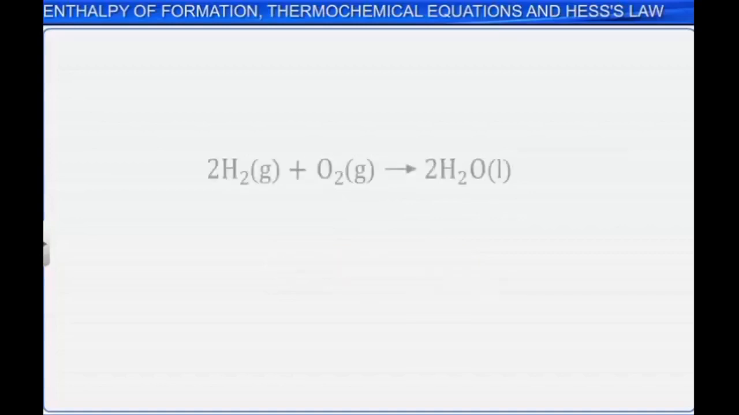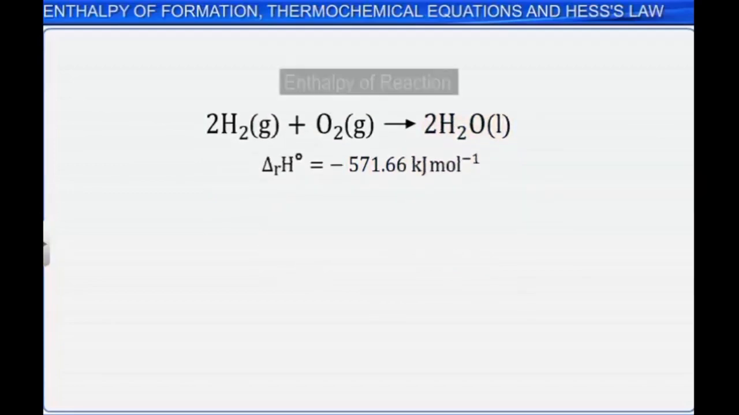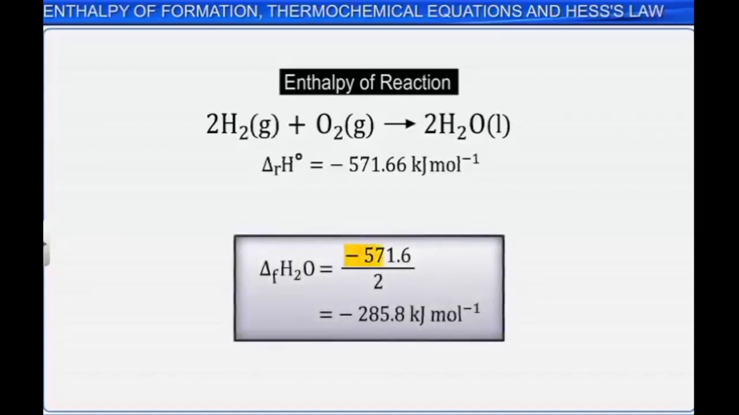However, the reaction of formation of water from its elements does not represent the standard enthalpy of formation of water. This is because the heat, 571.6 kilojoules per mole, is evolved when 2 moles of water are formed from the elements at the standard state. This can be referred to as enthalpy of reaction. The standard enthalpy of formation in this case would be minus 571.6 divided by 2, that is, minus 285.8 kilojoules per mole.